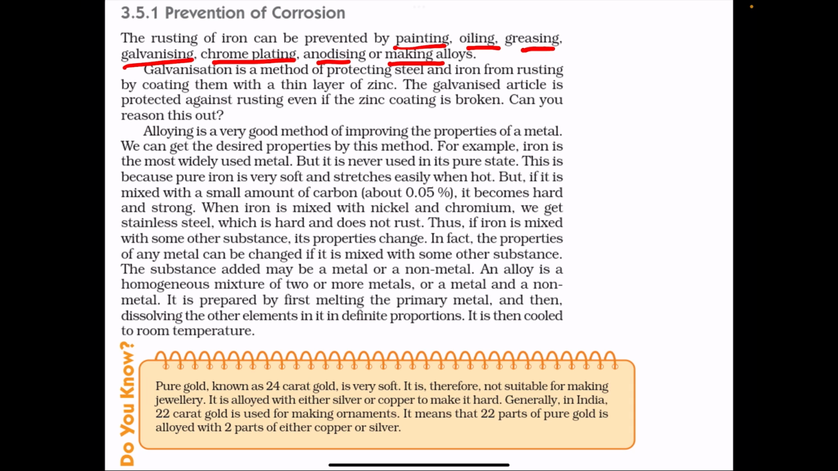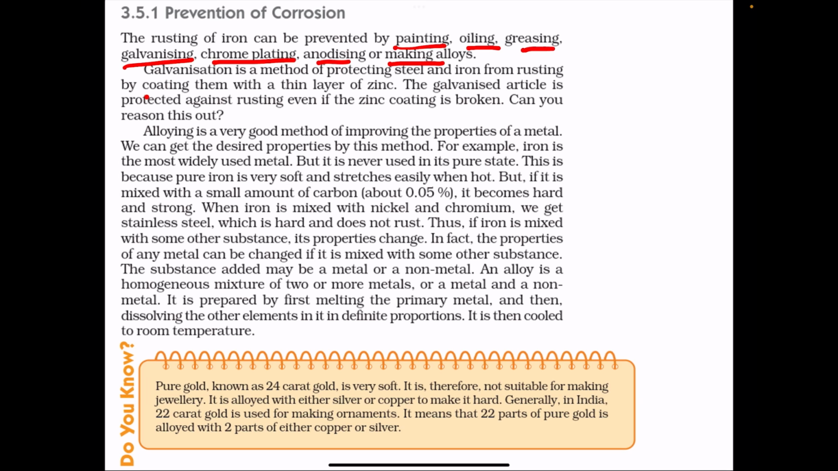When you paint the iron surface or put a layer of oil on it, what happens? The contact between the iron and the air is broken, as a result of which rusting is prevented. Since the iron is not in contact with the moisture and oxygen of the air due to the layer of oil, no rusting will take place. What is galvanization? Coating iron with a more reactive metal like zinc is called galvanization.